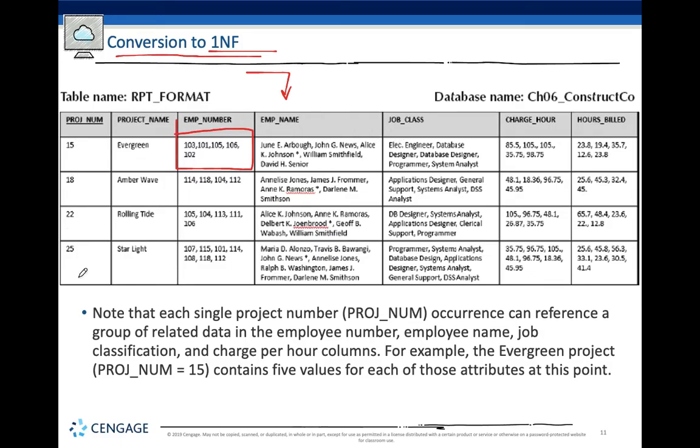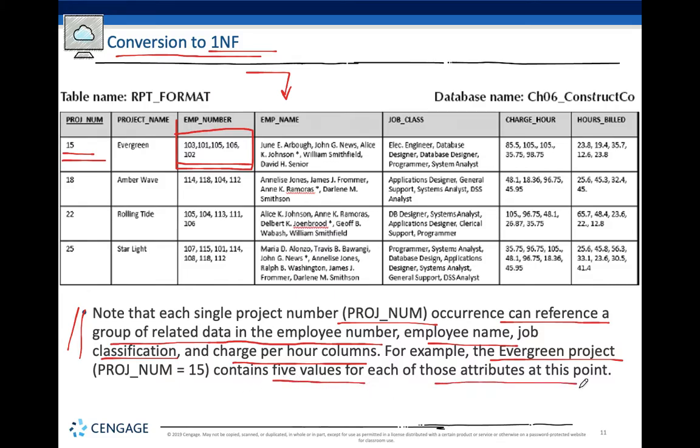Right? So this structure is not really in any normal form at the moment. And that's what this bullet point here is saying. Note that each single project number can reference a group of related data in the employee number, employee name, job classification, and charge per hour columns. Right, so project number 15 references a group of data, right? Several employee numbers, several employee names, job classes, charge per hour, and so on, right? For example, the Evergreen project contains 5 values for each of these attributes at this point. Right? So this relation or table is not in even the first normal form.